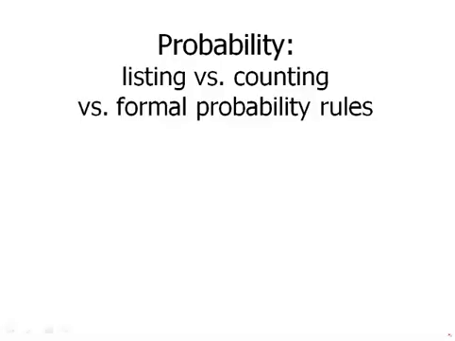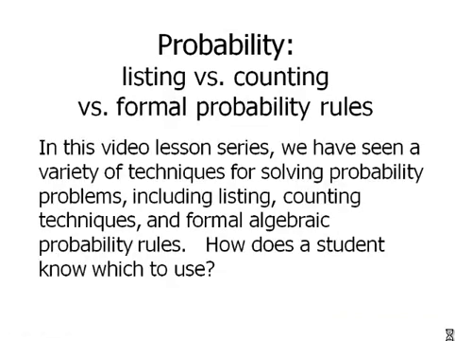So, in this video, we'll talk about listing versus counting versus formal probability rules. So far in this video series, we've seen a variety of techniques for solving problems, including listing, counting techniques, and formal algebraic probability rules. How does a student know which to use in a particular problem?